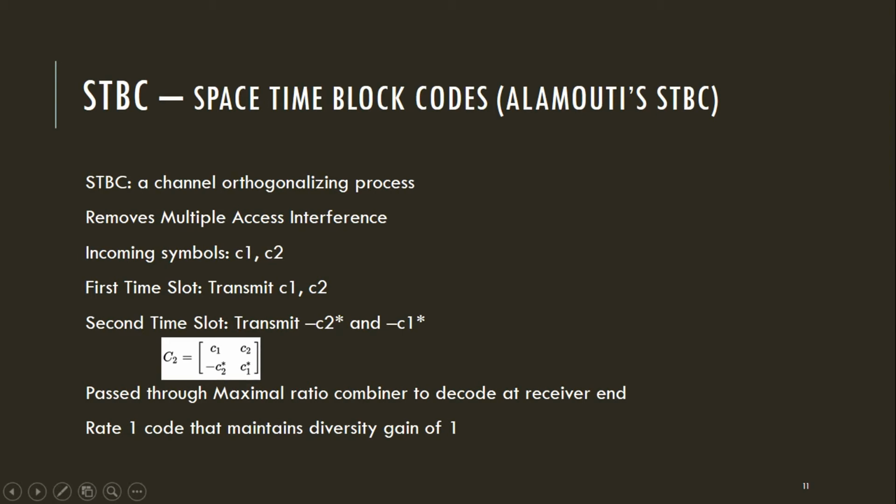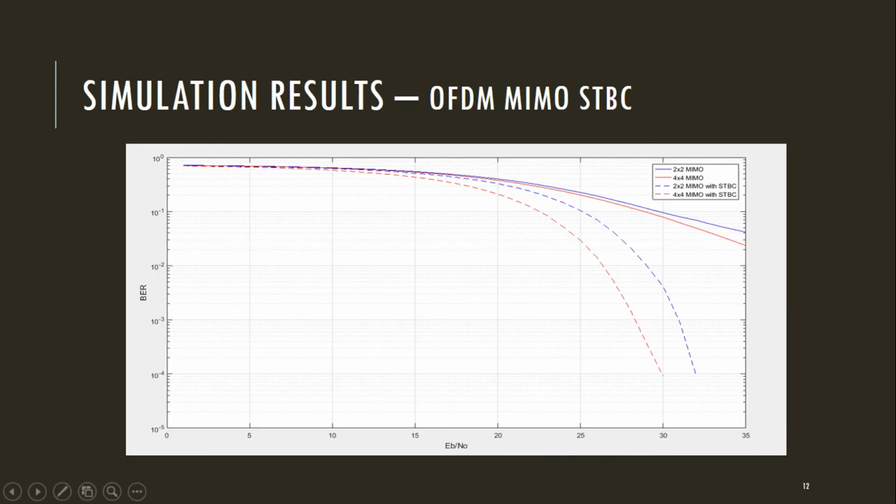Now at the receiver end, when we pass this through a maximal ratio combiner and it is decoded, what we get is a weighted sum of the signals, which is completely orthogonalized and there is no interference. So it is interesting to see how the bit error rate reduces in the simulation, and I move on to the simulation results now. As we can see, the continuous lines, blue and red, are of the 2 cross 2 and 4 cross 4 MIMO simulations without a space-time block code implementation, and the dotted line is with the space-time block code implementation.